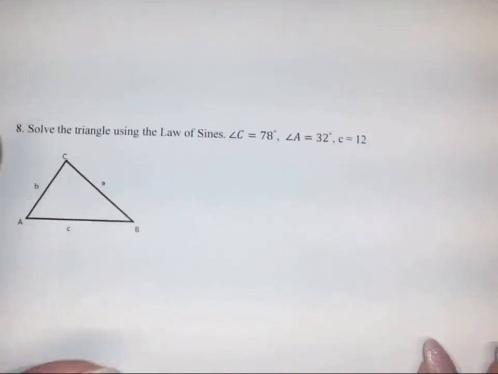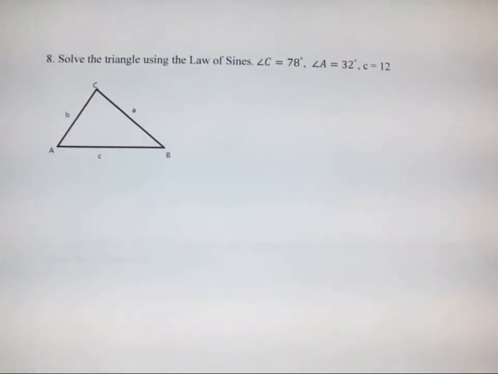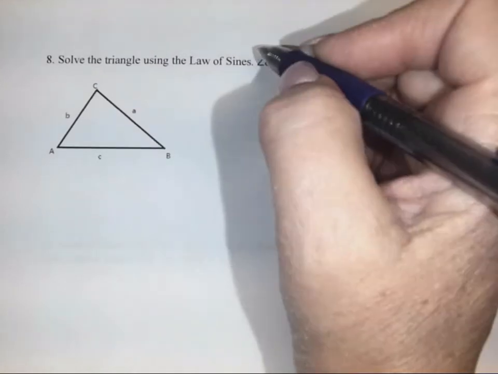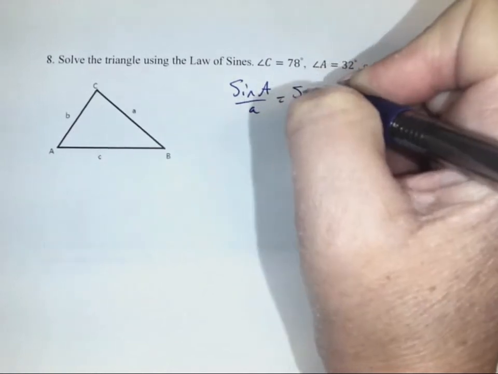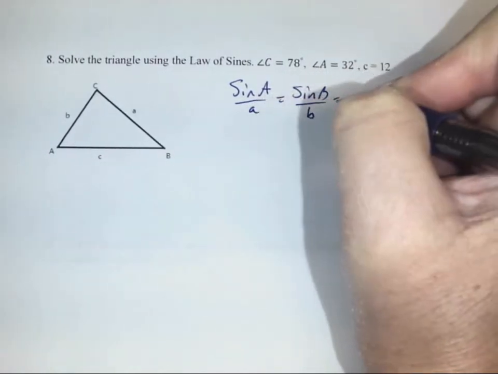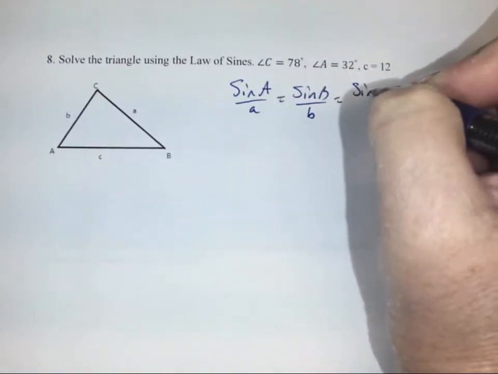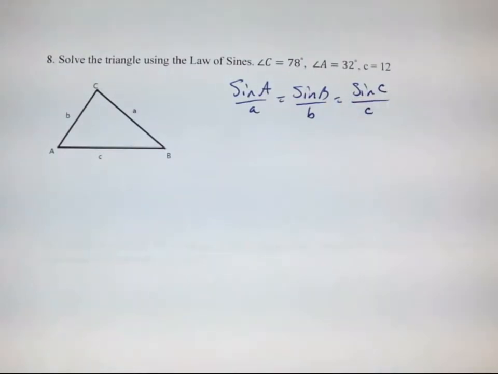All right, next we're going to solve a triangle using the law of sines. So remember, if I tell you to do the law of sines, you have to use the law of sines. So our formula is sine of A over little a equals the sine of B over little b equals the sine of C over little c.